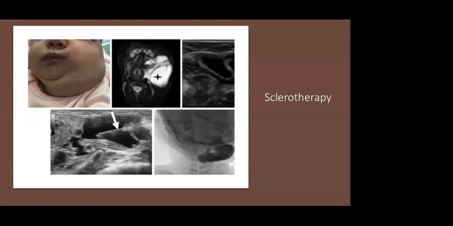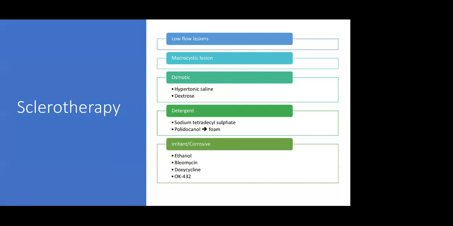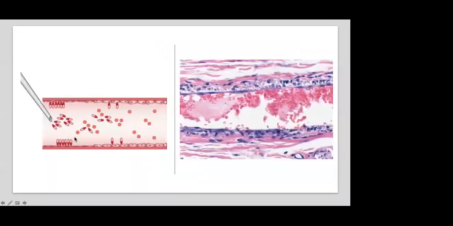So sclerotherapy, there's a range of agents one can use, and they're classified as osmotic, which is hypertonic saline, dextrose, detergent-based, which is sodium tetradecyl sulfate, and polidocanol. These are quite expensive and not often available. And then irritant and corrosive, and that's what the majority of people use: ethanol, bleomycin, doxycycline. The mechanism of action is that it's injected into the cyst, causes irritation of the endothelial lining with injury, and then the fluid gets aspirated, and hopefully as it heals, the lining of the cyst obliterates.